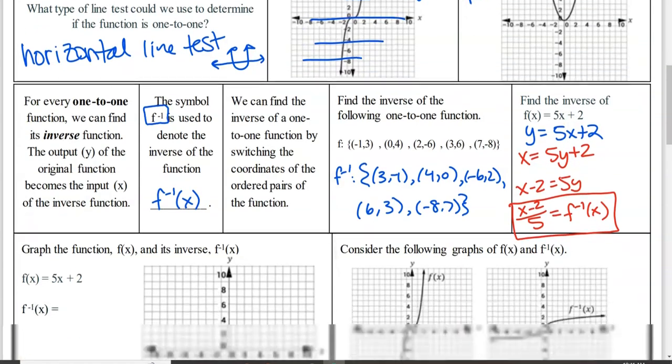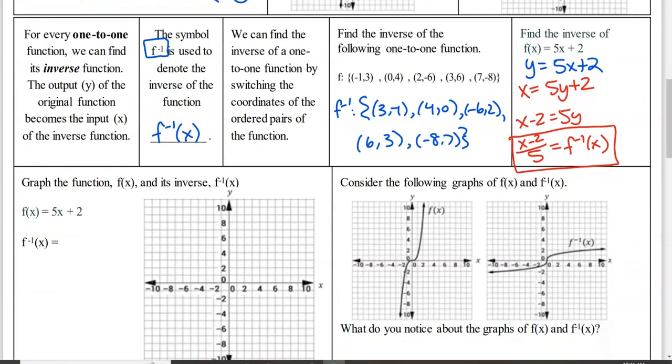What do you think we're going to do on an actual graph? Think we can just flip them? Yes, no, maybe? There's a couple of ways to do it. So we're going to do 5x plus 2, which is what we just did algebraically. So I know that my inverse function, I'm going to write it as 1/5 x minus 2 over 5, just to help me graph it here in a minute.